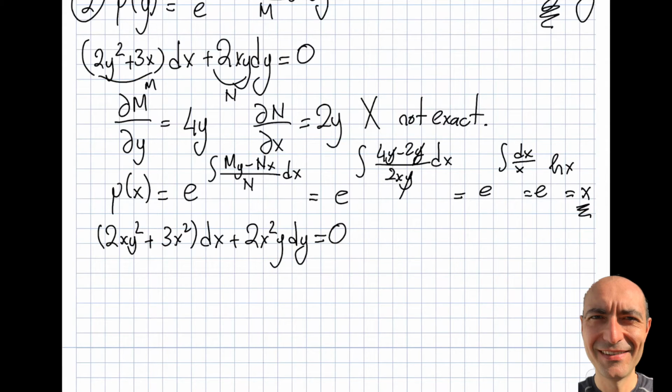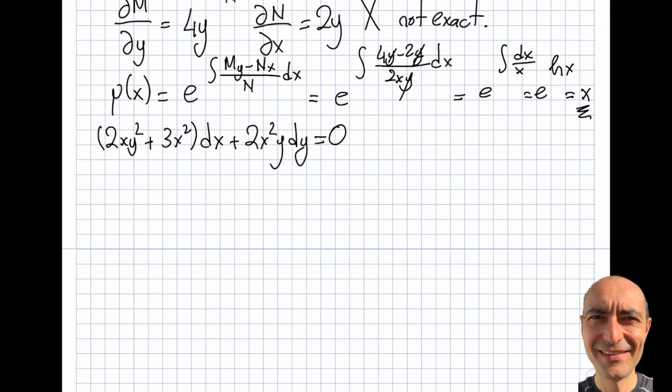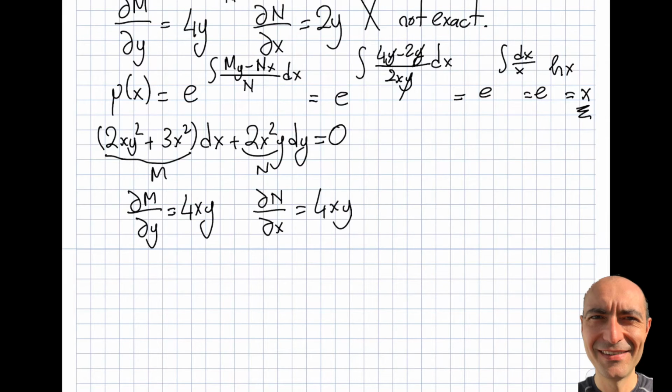Why don't I go ahead and check whether this is exact or not, to see whether I was really successful in making this an exact equation. So this is M, this is N, so del M del y will be equal to 4xy, the second term doesn't have any y in it. How about del N del x? And you will see here that I will get myself 4xy. Do you see that? Now this is exact.